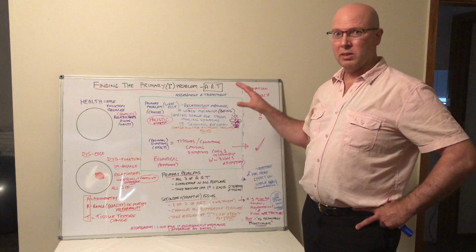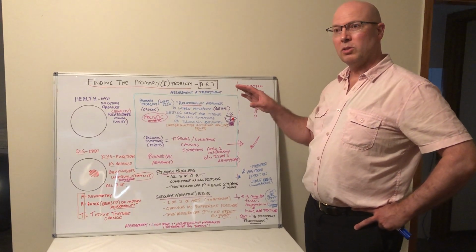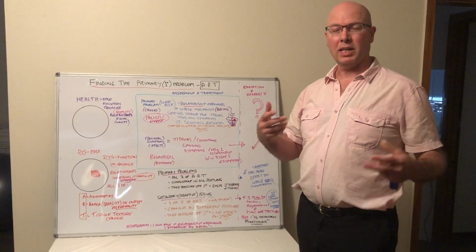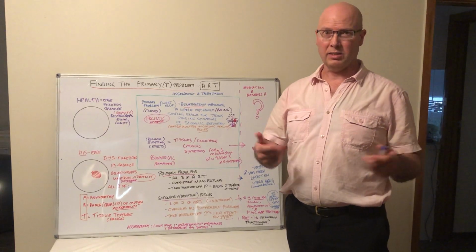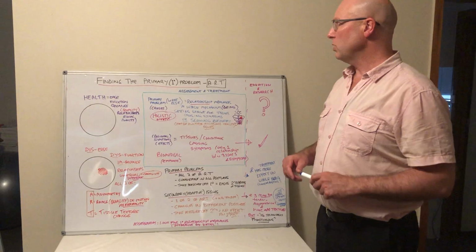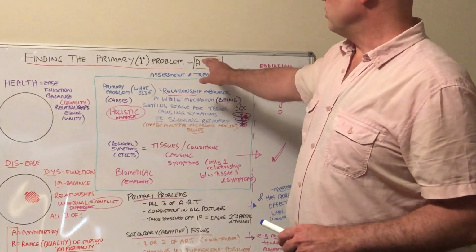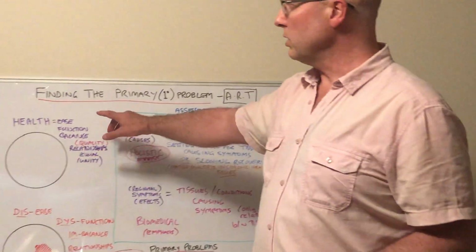So I'm going to talk about this diagram and all the little parts and pieces, and then I'm going to give you a few practical exercises to prove to you how it works, so that gives you evidence that this works. And I'll get you to do that on yourself so you can test it in your own lounge rooms or wherever you're watching from. So the first thing we want to talk about is finding the primary problems, A.R.T. I'll get to what A.R.T. means in a minute, but we'll look at this one first.